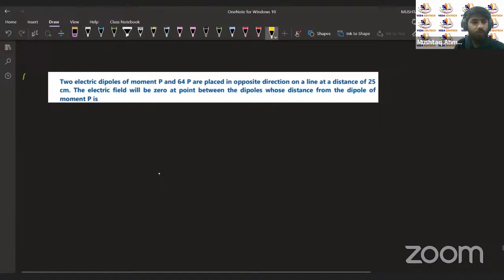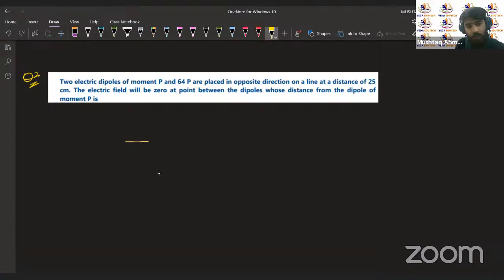So this is our question number 2. Let's discuss question number 2 here. Question 2 says that two electric dipoles of dipole moment P and 64P, right? We have two electric dipoles, one of dipole moment P and another of dipole moment 64P, are placed in opposite directions on a line at a distance of 25 centimeter. The electric field will be zero at some point between the dipoles whose distance from the dipole of moment P is, right?